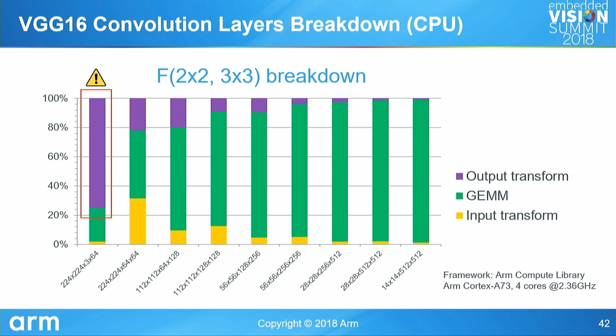So what about the GPU implementation? We have more or less the same story here. The deeper we go, the more negligible the input transform and output transform become. The same behavior we have seen before for the first convolution layer, we can see here for the GPU implementation. So the output transform is not negligible for the first convolution layer, or better, when you have only a few input channels.